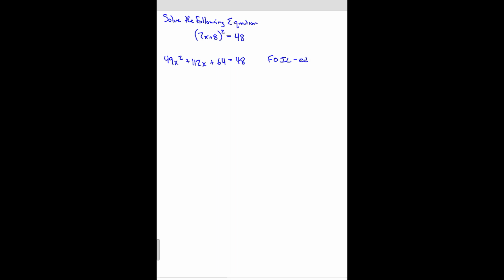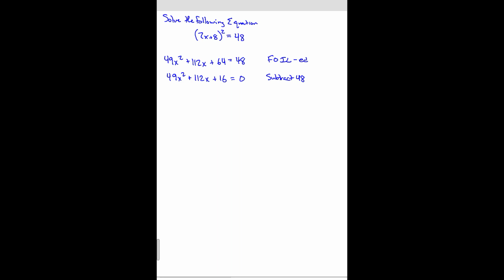Now, to get it as a quadratic equation, we have to have the equation set equal to 0, because that's standard form of any quadratic equation. So we're going to subtract the 48 on both sides, and we would get 49x squared plus 112x plus 16 equals 0. All right, so now we have an equation in standard form, so we can either use the quadratic formula, complete the square, factoring if possible, all that kind of stuff. So we have a lot of methods to choose from.